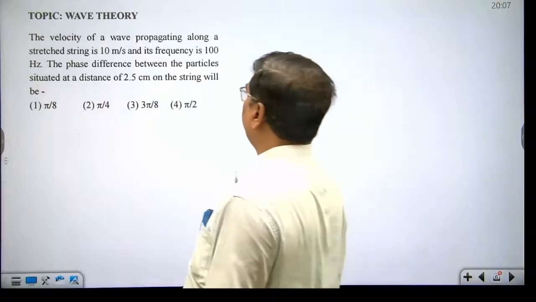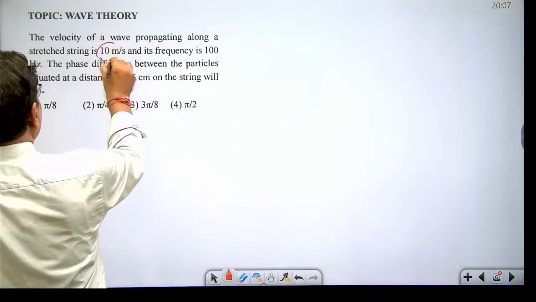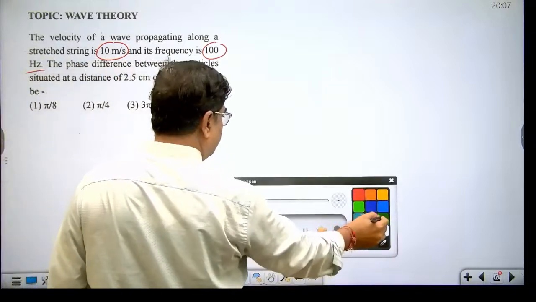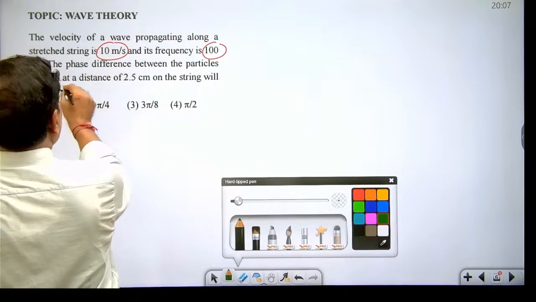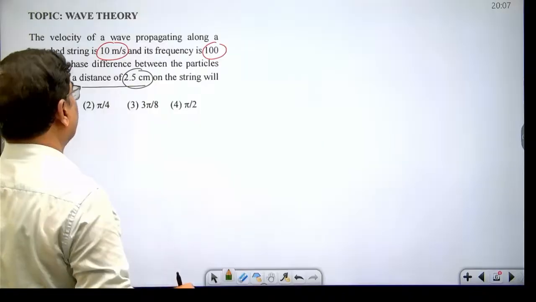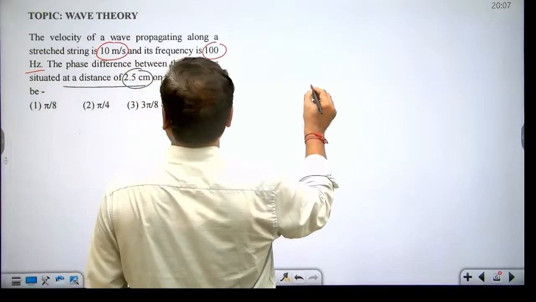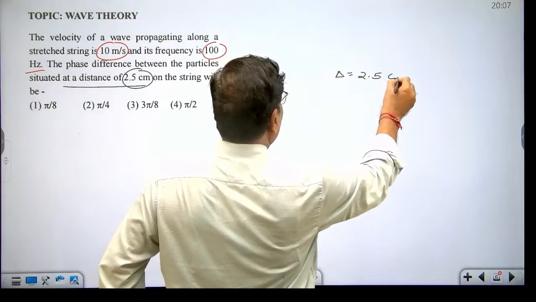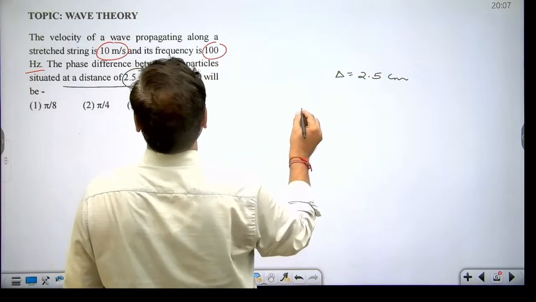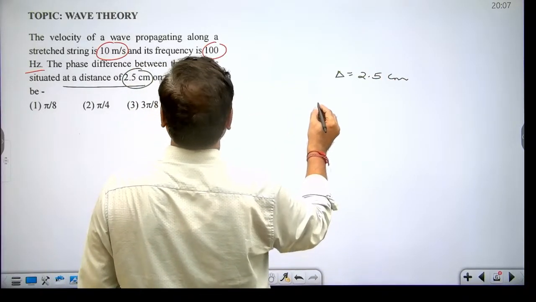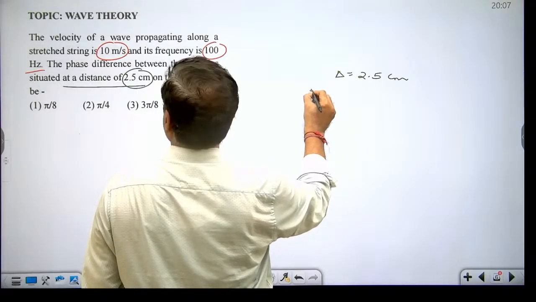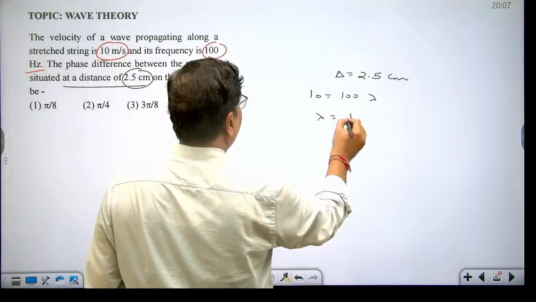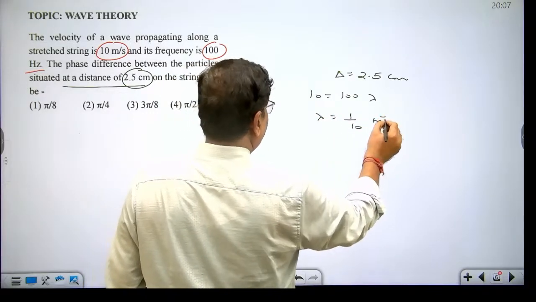The velocity of a wave propagating along a straight string is 10 meter per second and its frequency is 100 Hz. The phase difference between the particles situated at a distance of 2.5 centimeter on the string will be. Dear student, path difference is given 2.5 centimeter. Frequency is 100 and velocity v equal to n into lambda. So lambda equal to 1 upon 10 meter.